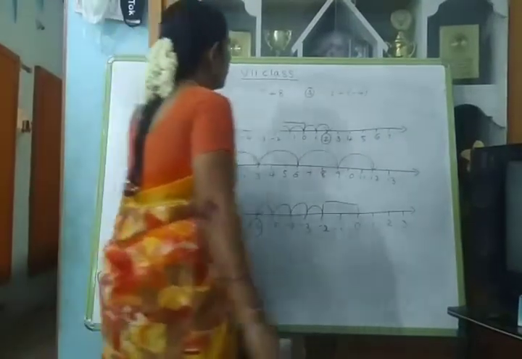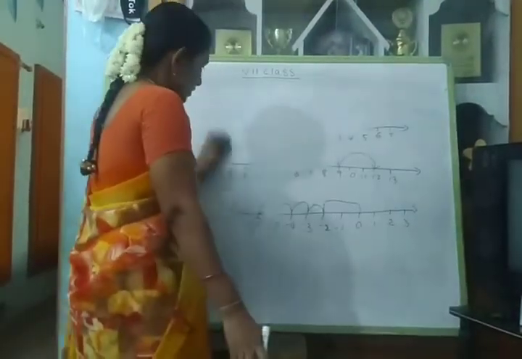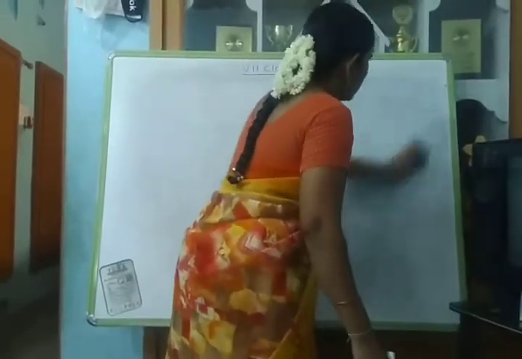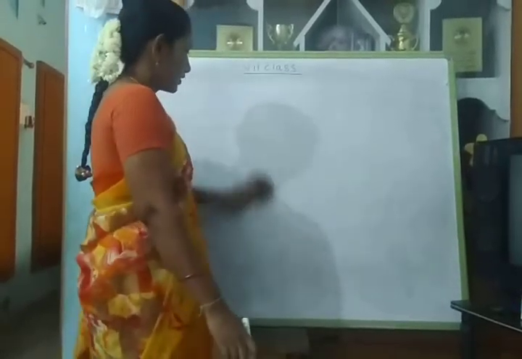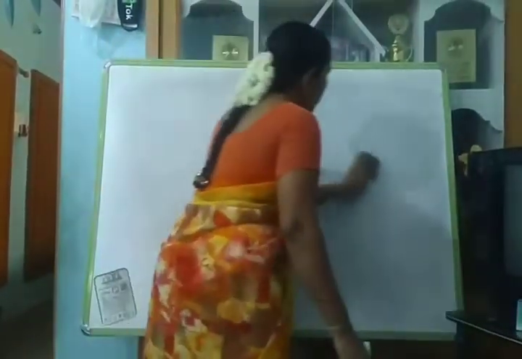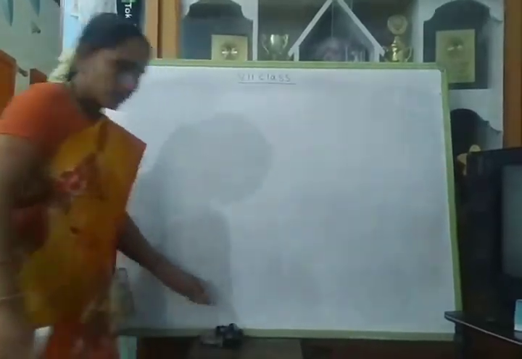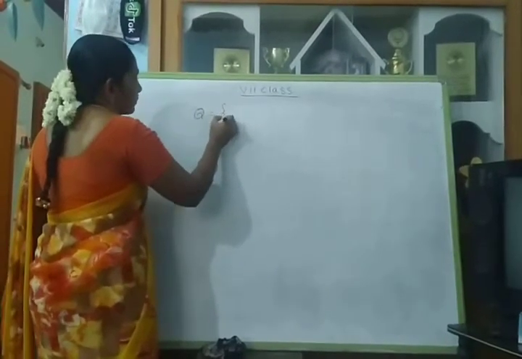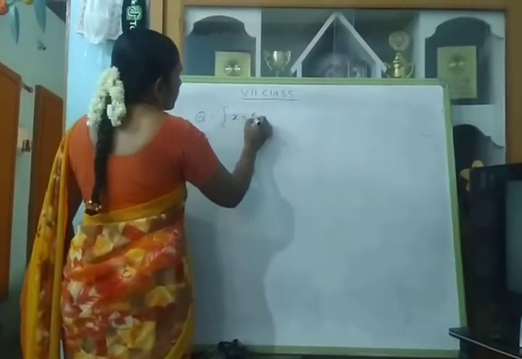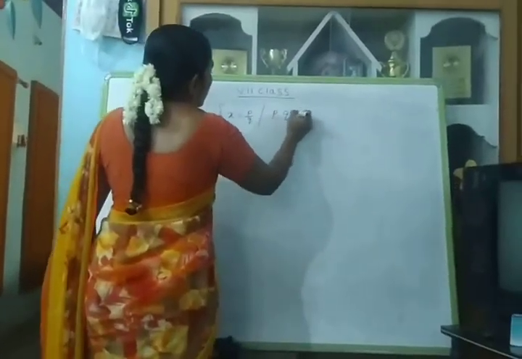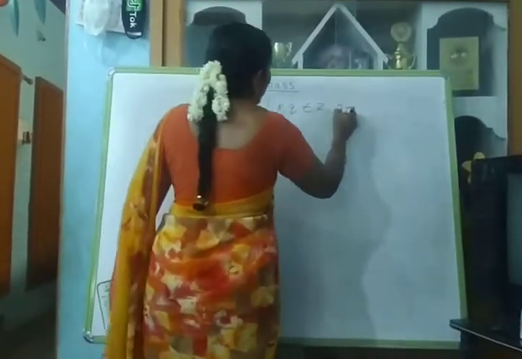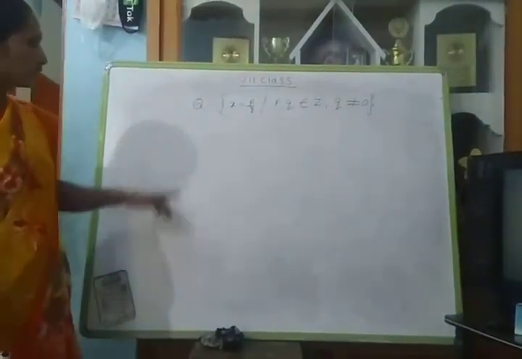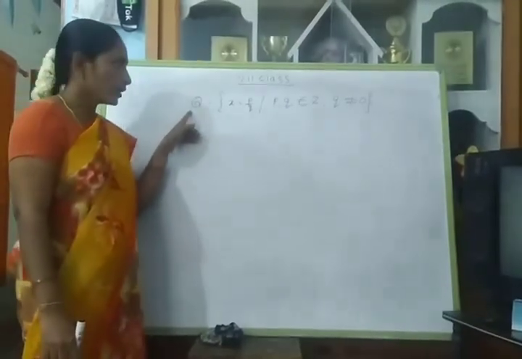Yesterday we discussed rational numbers. The set of rational numbers is denoted by which letter, children? Q. So which are called rational numbers? Numbers in the form p by q, where p and q are integers and q is not equal to 0. See, x is equal to p by q, where p and q are integers and q is not equal to 0. This set is known as rational numbers. Rational numbers are also called quotient numbers.